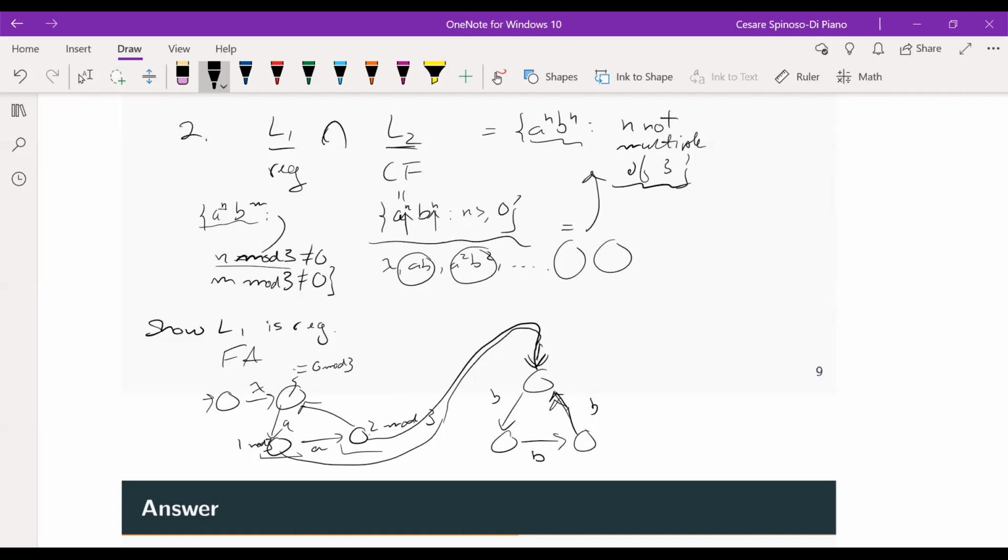Now what are the states that I'm going to accept? If this is 0 mod 3 and this is 1 mod 3, well, this is good, because I don't want a multiple of 3. So I'm going to make this a final state, and this a final state. Then this would be an FA that accepts L1, so L1 is regular. I'm trying to think if there was an easier way. There's probably a much easier way of doing this, for example with a regular expression.